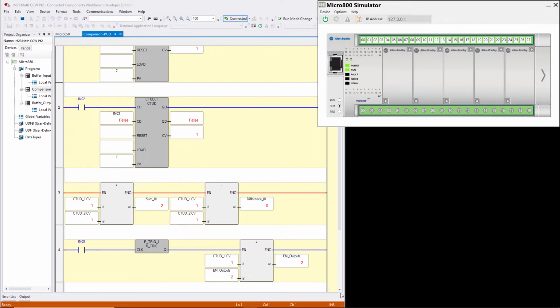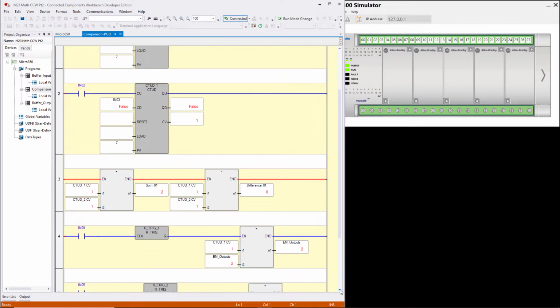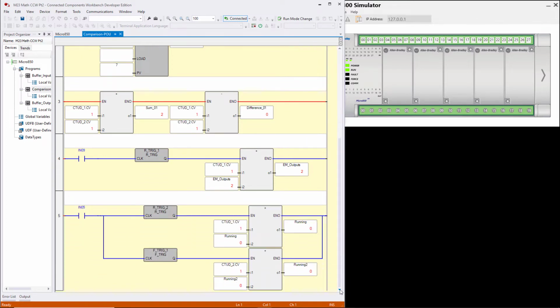Now just for grins, we have 2 more instructions here, and that's what we call it in the manual, just for grins. If you look at this, you get the gist of what we're doing. We have a rising edge trigger and a falling edge trigger. Now remember, in lab projects like this, we're demonstrating how the instruction works. This is not a practical application.